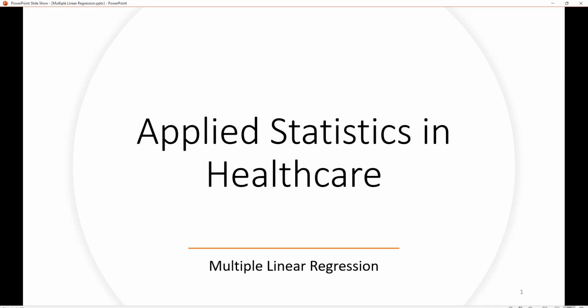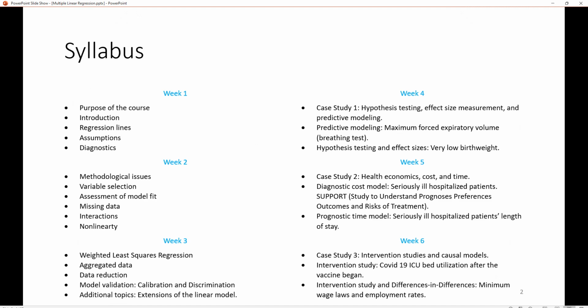This is the Applied Statistics in the Healthcare series, and this is the 5th session in the Multiple Linear Regression course. In this session, we're going to look at our second set of case studies, and these are in the area of health economics, cost, and time. We'll do a diagnostic cost model. We're going to use the seriously ill hospitalized patient study, which is the SUPPORT study by Frank Harrell, and it is the Study to Understand Prognoses, Preferences, Outcomes, and Risks of Treatment. From that same data set, we'll do a prognostic time model, and we'll look at seriously ill hospitalized patients' length of stay. Let's begin.